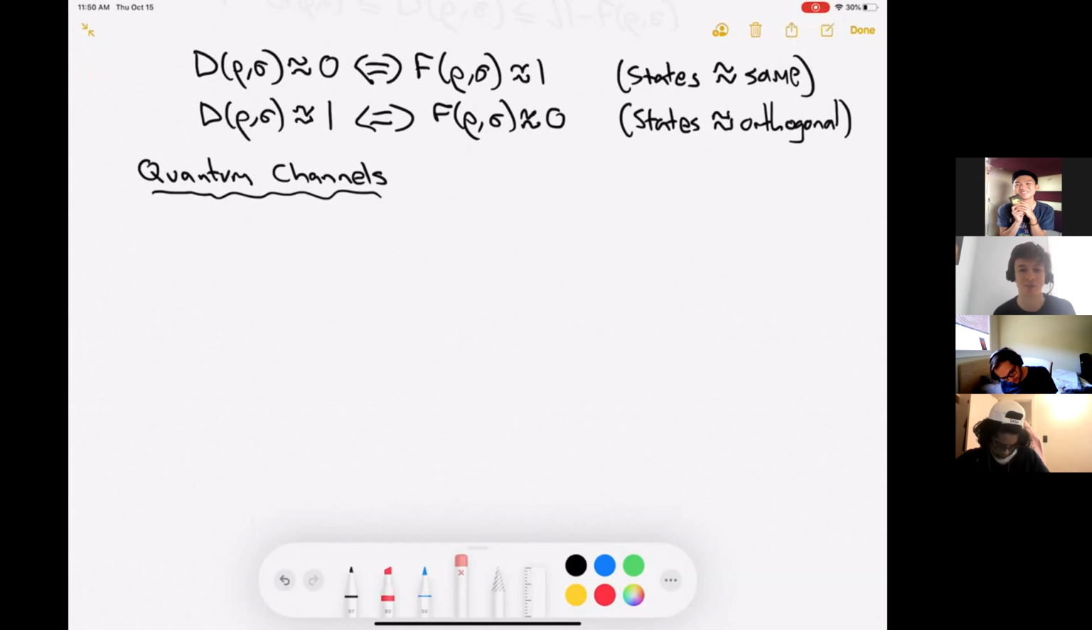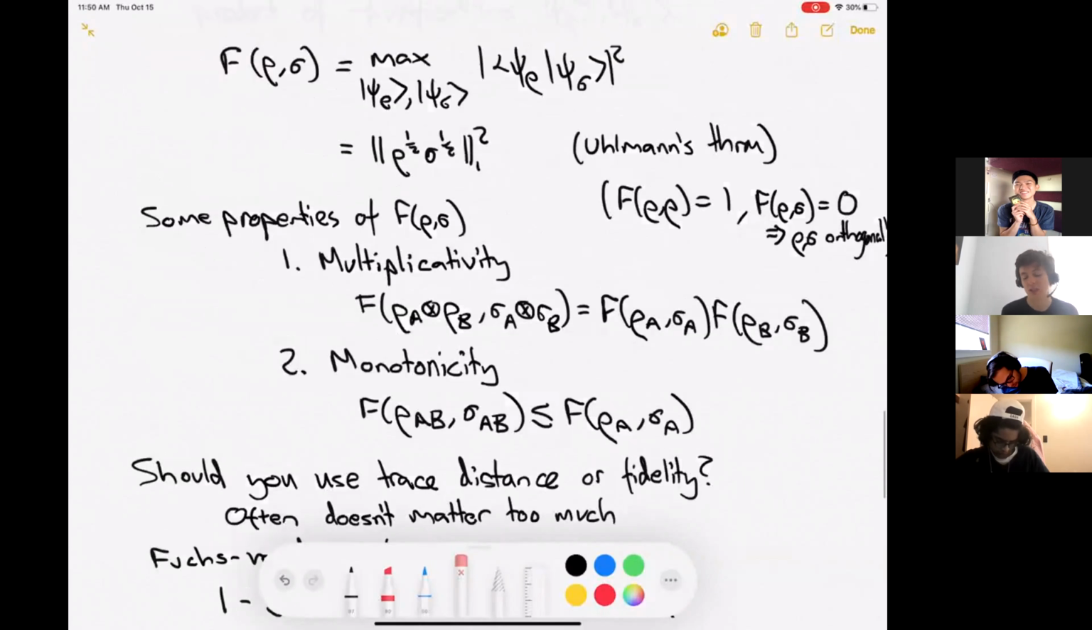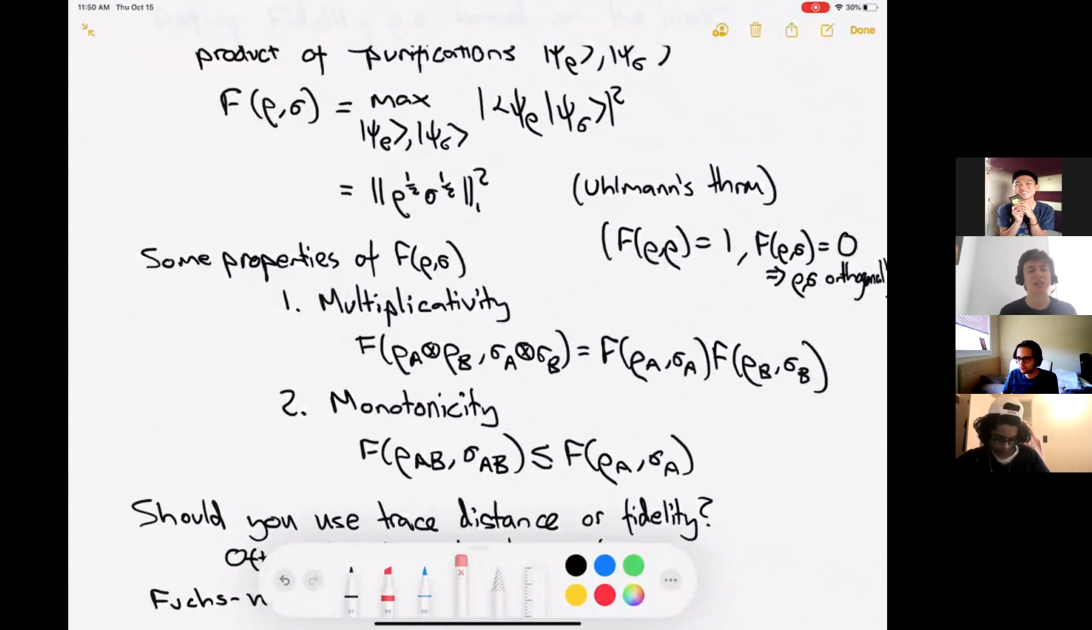How do you usually pick this reference system? The answer is it doesn't really matter as long as it's big enough. The dimension of the reference system needs to be at least as big as the dimension of your original Hilbert space. But as long as it's that big or bigger, it doesn't matter for the definition. That's a very good question. I didn't want to get too much into the details of that.